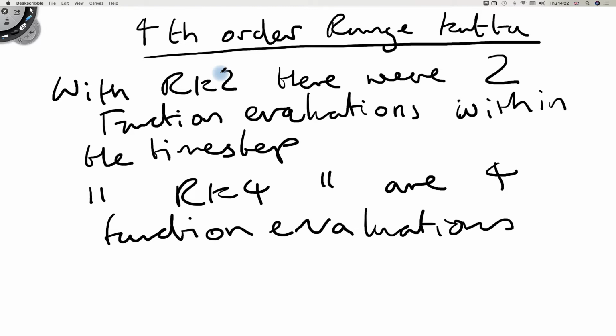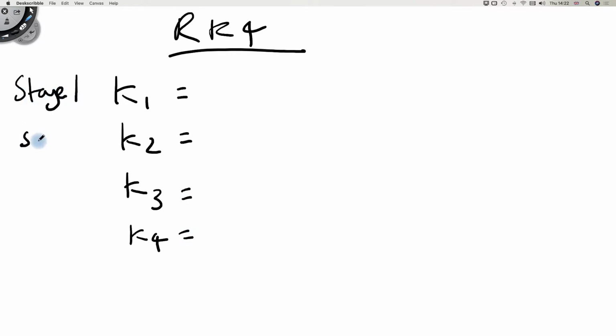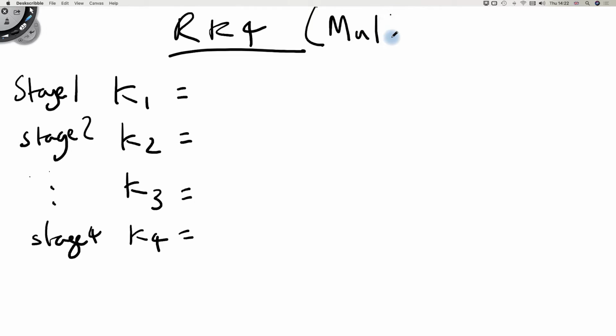So for RK4, where in RK2 we had two coefficients, we now have four evaluations. And sometimes this is then referred to as stages. You've got stage 1, stage 2, and then so called down to stage 4. So another name for the Runge-Kutta schemes is a multi-stage scheme, because you have multiple stages, multiple function evaluations.